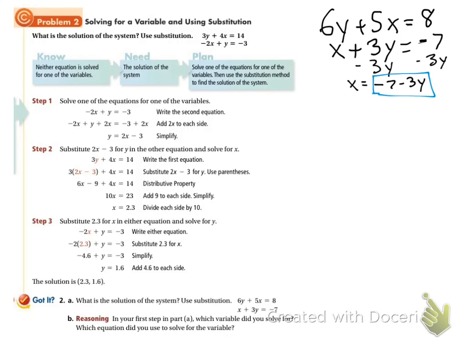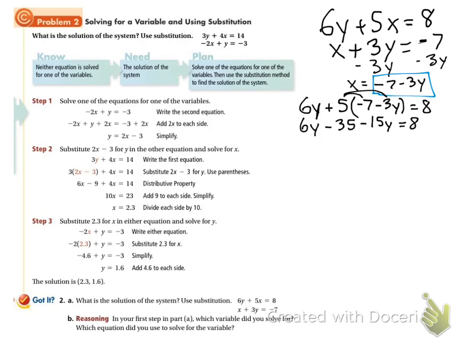So I'm going to rewrite that equation, 6y plus 5, and instead of x, I'm going to plug in negative 7 minus 3y, and it equals 8. And now I'm going to solve it because I only have y's in there. So the 6y can stay on its own, but I need to distribute that 5 in. So 5 times negative 7, that's negative 35. And 5 times negative 3y, that's negative 15y.